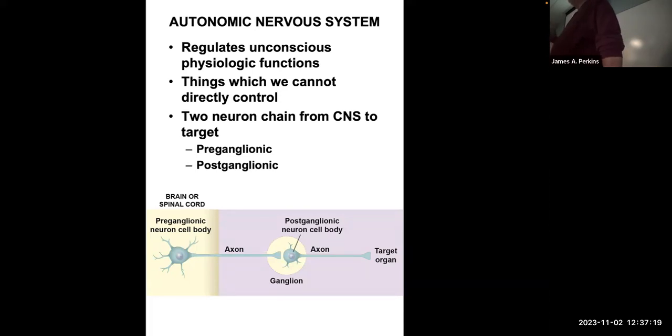Now, in a sense, you can control some of these things indirectly, like if you want to salivate, put a piece of food in your mouth. But the fact that your salivary glands respond to food in your mouth is not something that you can consciously control.